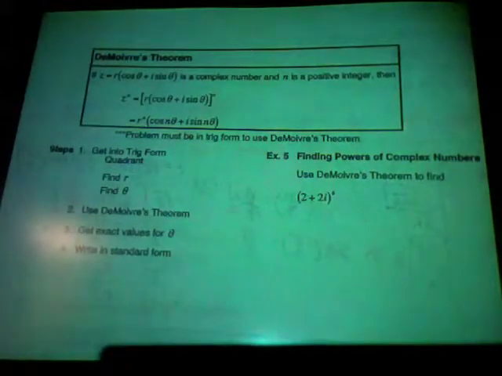I'm just going to call him Mr. Frenchie. Mr. Frenchie's theorem, but it's de Moivre, whatever, that's close enough. You'll hear people call it de Moivre, but it's Mr. Frenchie's formula. That's all you need to know.